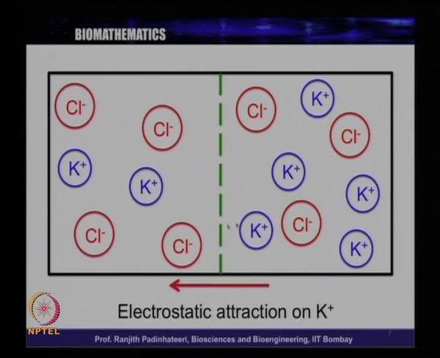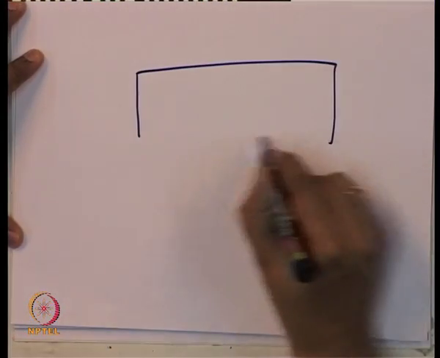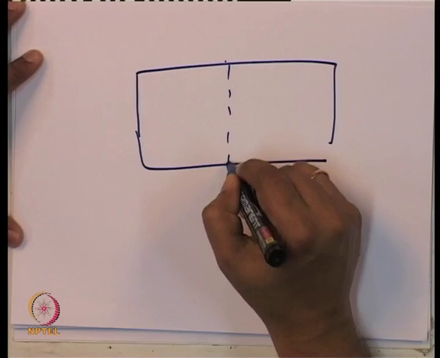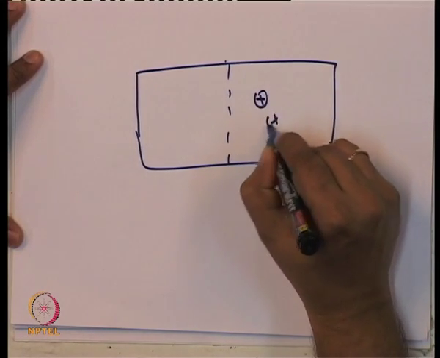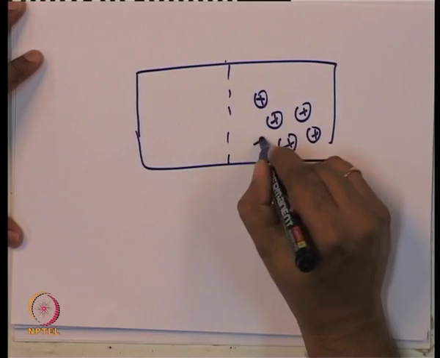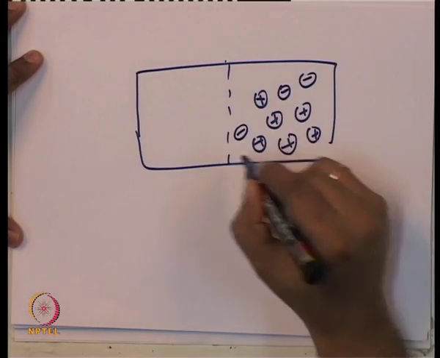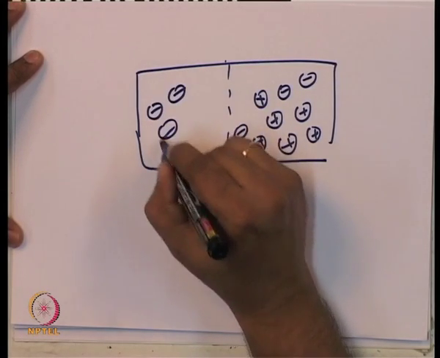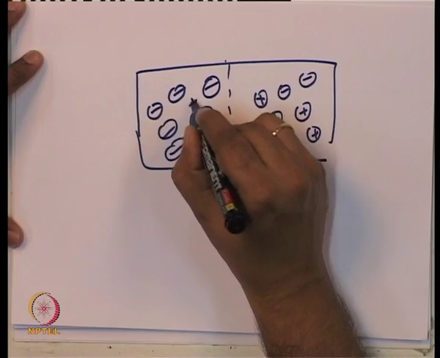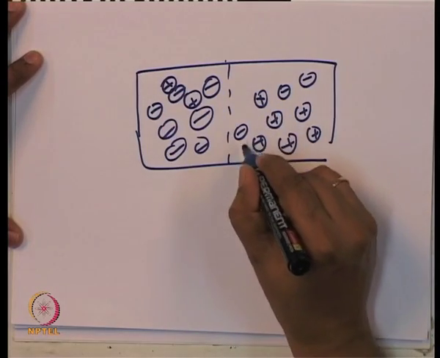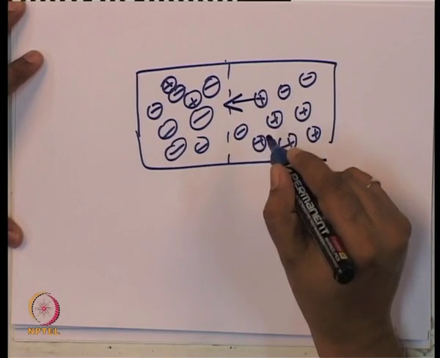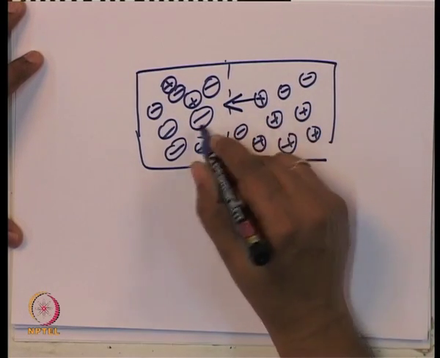So, now how much is this electrostatic attraction? How much will be the flow of K plus in this direction due to the electrostatic attraction? Let us see how much that will be. What we have now is more positive ions here and a few negative ions only, and more negative ions here and only a few positive ions. So, this positive ion will be feeling an electrostatic force, and there will be a flow.